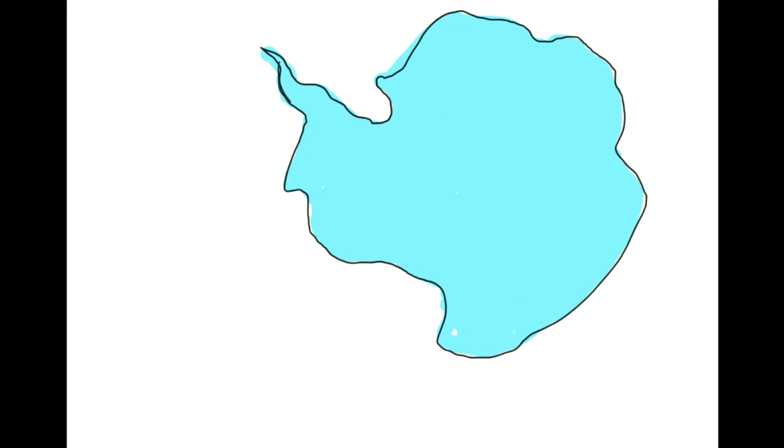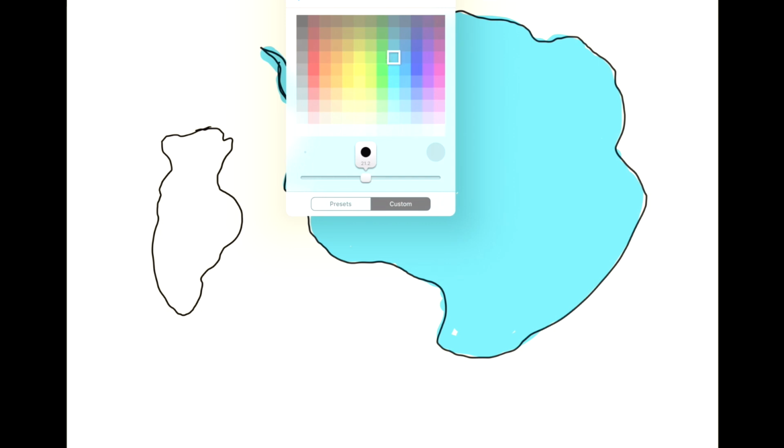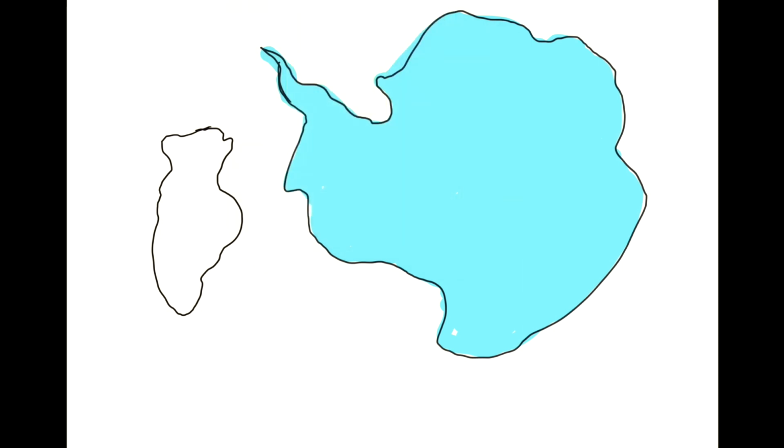Now, if we draw Greenland to scale, it looks roughly about this size. And for Greenland, about 80% of the island is covered with the Greenland ice sheet. And it's about 2 million square kilometers large.